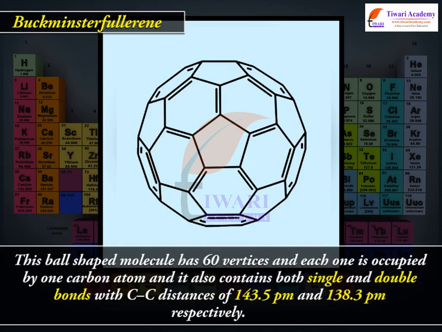This ball-shaped molecule has 60 vertices and each one is occupied by 1 carbon atom, and it also contains both single and double bonds with C single bond C distances of 143.5 pm and 138.3 pm respectively.